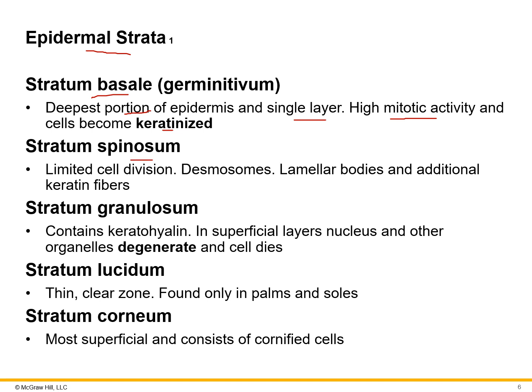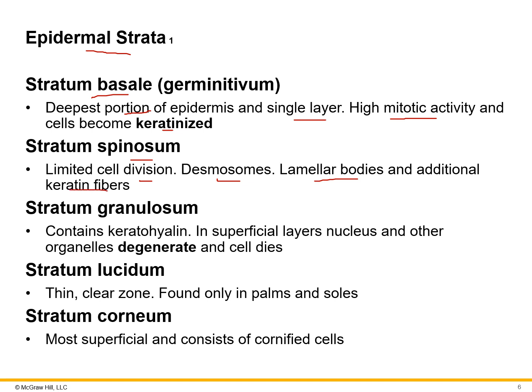Then the stratum spinosum, limited cell division. Again, that's mainly in the basal. Those desmosomes, we think about those connections that get made. Now these lamellar bodies and additional keratin fibers start showing up here.